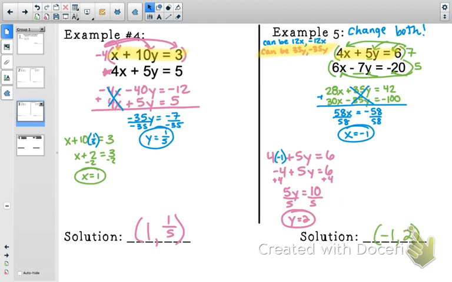So again, we saw an example of each different type where we have to change nothing, so just add right away, or we have to change one equation, or we have to change both equations. So there is no wrong answer if you want to eliminate x's or y's, as long as you end up with a positive and a negative of the same number for the same variable.